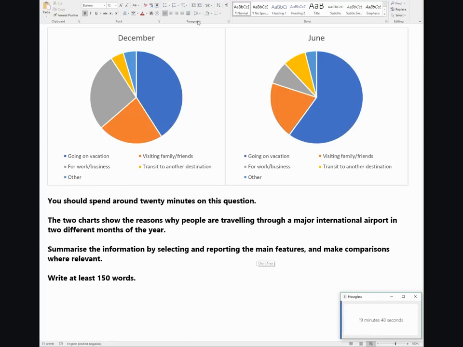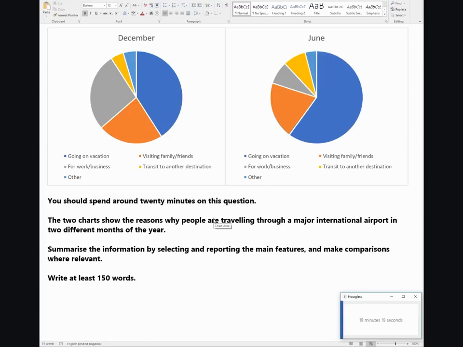So we've got 5 different reasons and 2 different months. Going on vacation, that's this big blue one here. This orange is visiting family or friends. The grey is traveling for work or business. This one, the yellowish one, is transit to another destination. And then the light blue slice is other reasons.